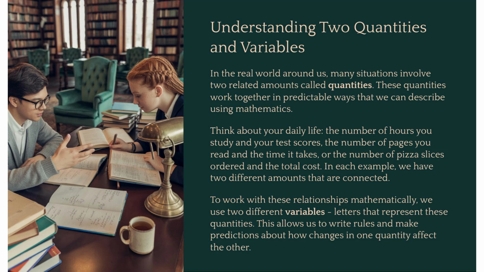In the real world, things often work in pairs. The more time you spend practicing a sport, the better you become. The faster a car drives, the more gas it uses. These linked amounts are called quantities. To describe the relationship between them, we need to use at least two different variables. One variable will track the effort, and the other will track the result.